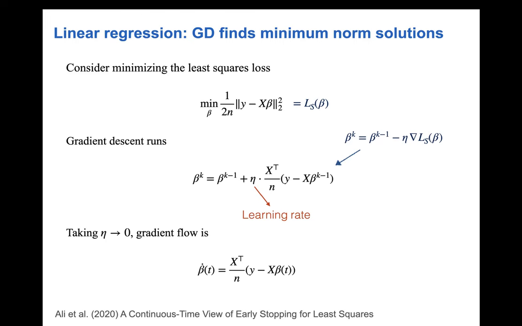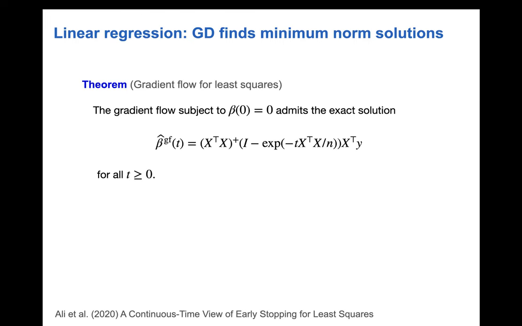If you take an ODE course, you can solve this very easily. So basically, you can get the exact solution to this ODE, and here I just give you this exact solution. The gradient flow estimator at time t, when starting from zero, admits the following exact solution. Here, x transpose x has a plus in the upper right, which means the pseudo-inverse. Then in the middle, I have an identity matrix minus exponential of minus t x transpose x over n. This is some sort of shrinkage term. Then I have x transpose y.